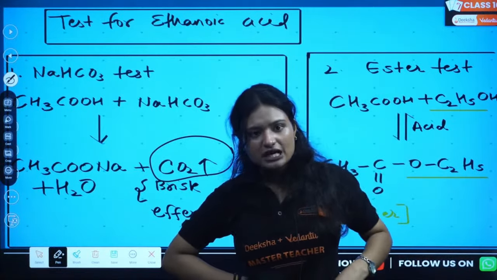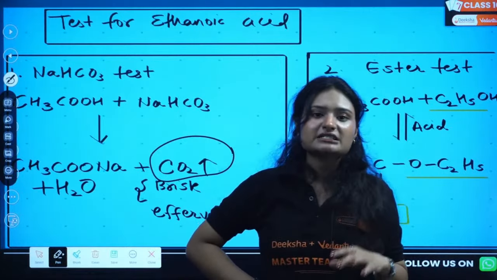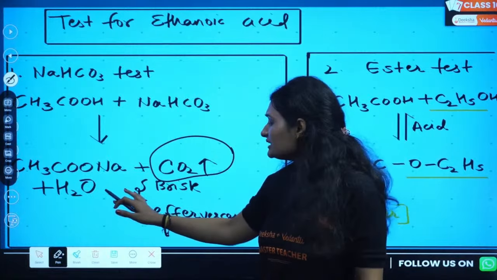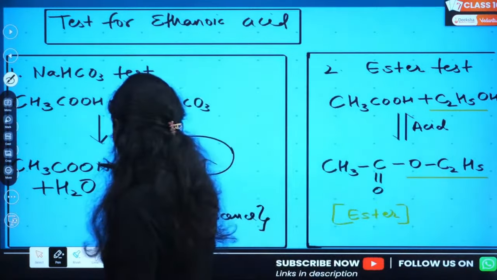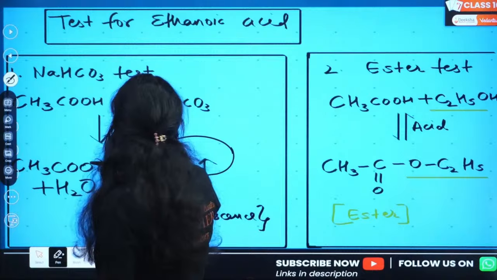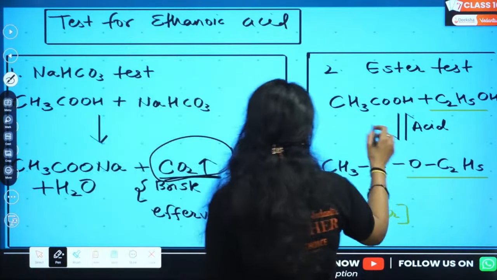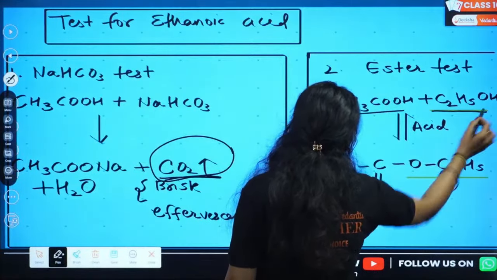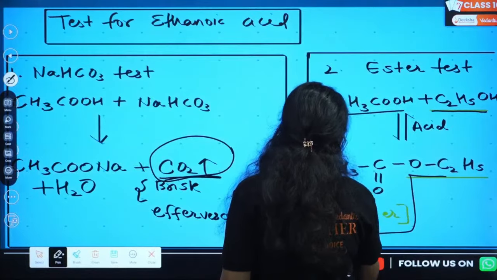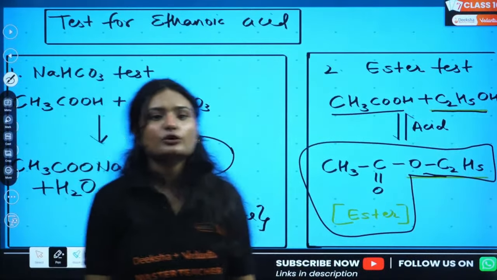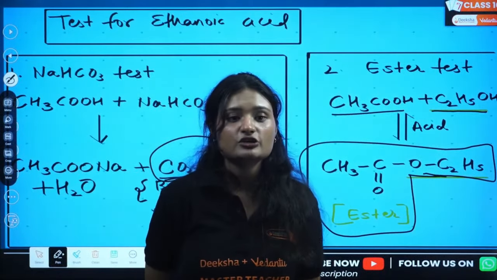And when sodium hydrogen carbonate reacts with ethanoic acid, what do we get? We get sodium ethanoate and carbon dioxide with brisk effervescence. Next is the ester test. When ethanol combines with ethanoic acid, we get this fruity smell of ester. So that also is used as a test to check whether ethanoic acid is present or not.